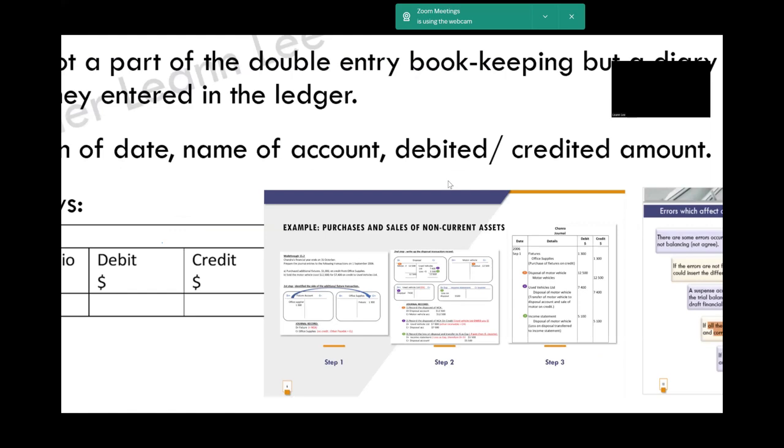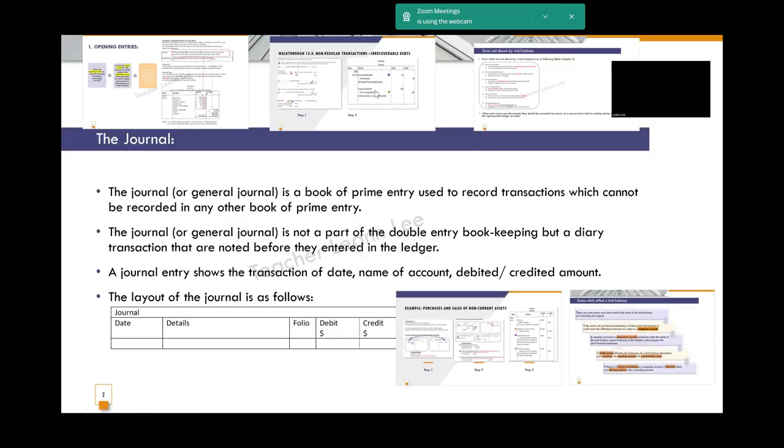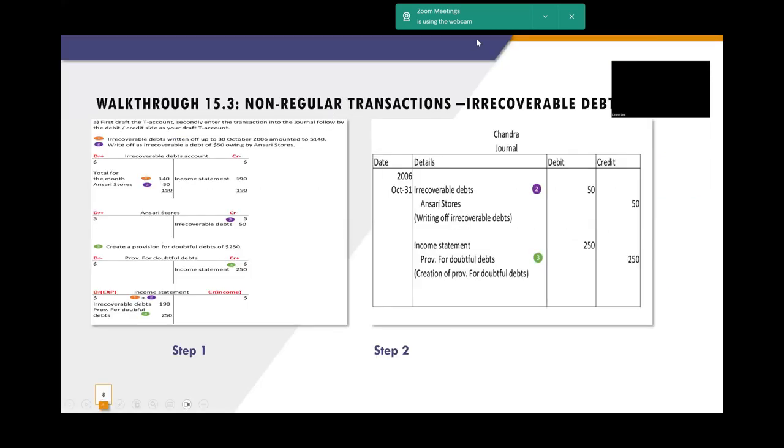Except for this, there are also some non-regular transactions recorded, which are irrecoverable debts and depreciation. This kind of transaction doesn't always happen in your business activity, not every day. Then you have to put it into the general journal as well. I will talk about the details during our class.